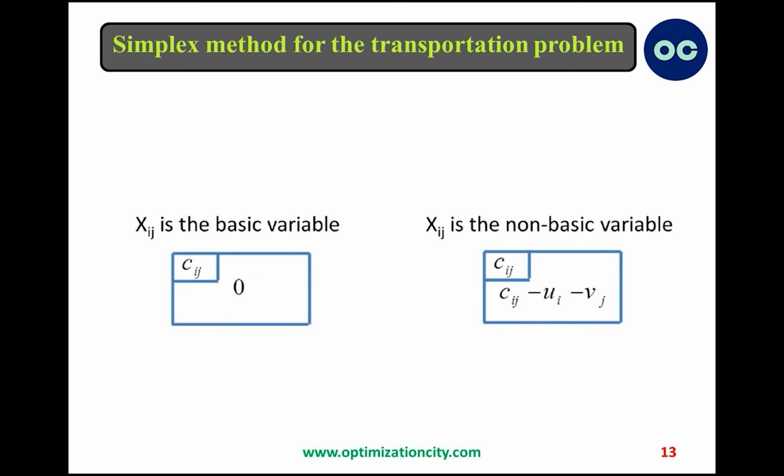So whether a variable is basic or non-basic, we determine the information for the box as follows. If Xij is a basic variable, the reduced cost is equal to 0, and if Xij is a non-basic variable, this is the reduced cost. So as you remember, if the variable is basic, the coefficient of that variable in the objective function is 0. So this is that 0, and this is the coefficient of the non-basic variable in the objective function in the row 0.